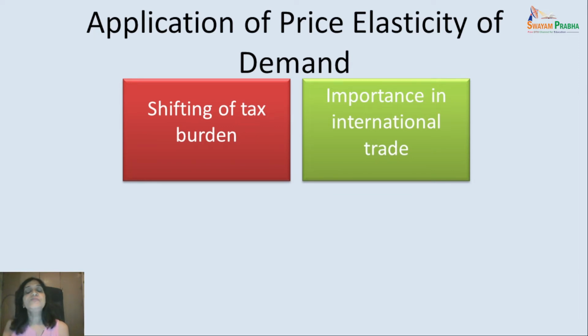The objective behind this is that if I reduce the value of my home currency, my exports will become cheaper. People will buy more of my goods and I will earn greater foreign exchange. But whether this policy will be effective or not will depend on what kind of elasticity we have for imports and what kind of elasticity we have for exports.